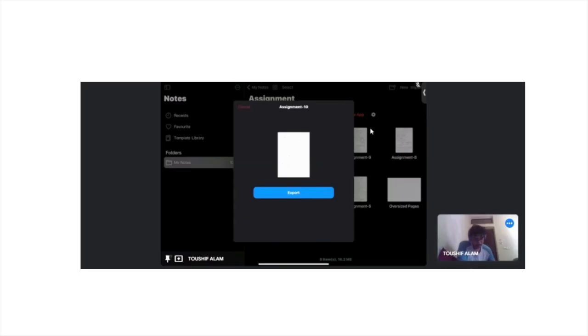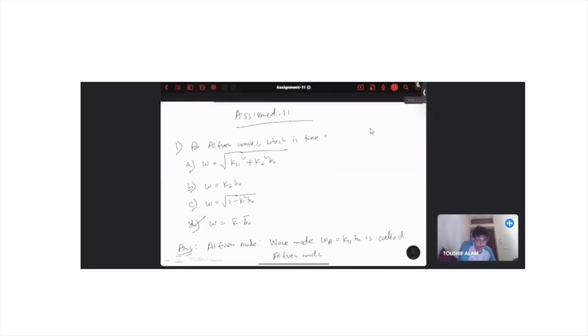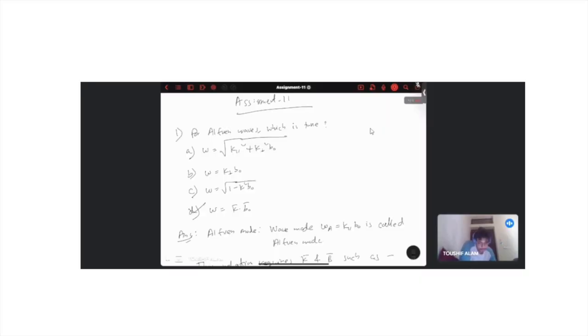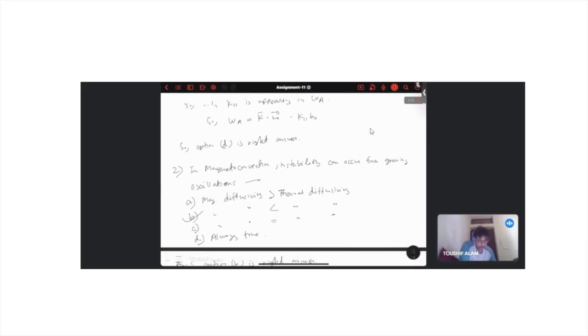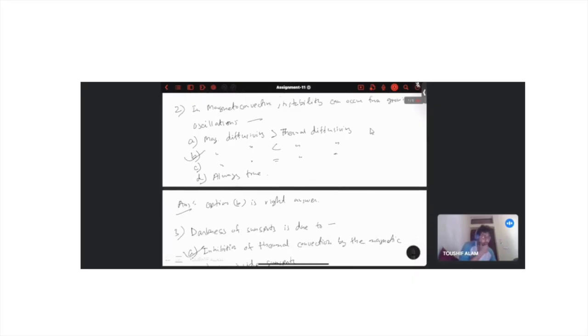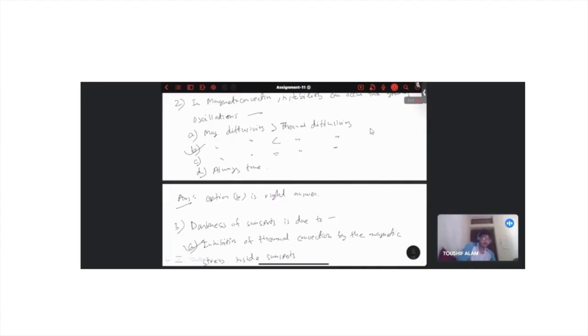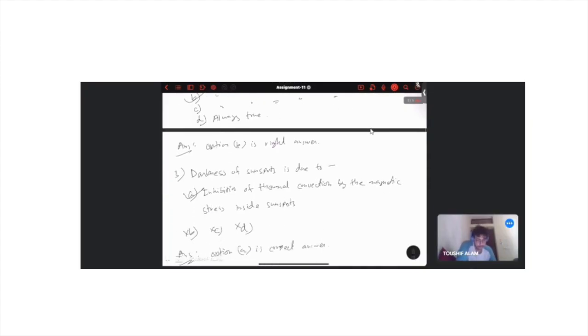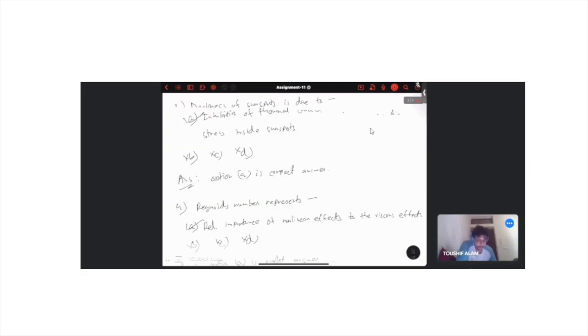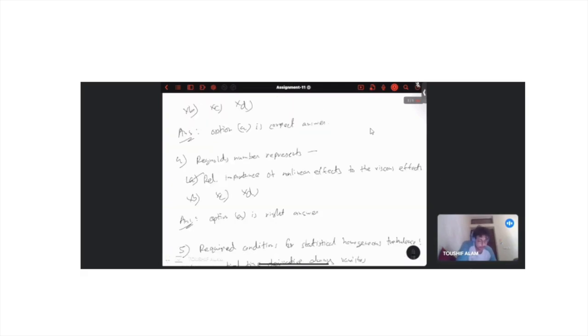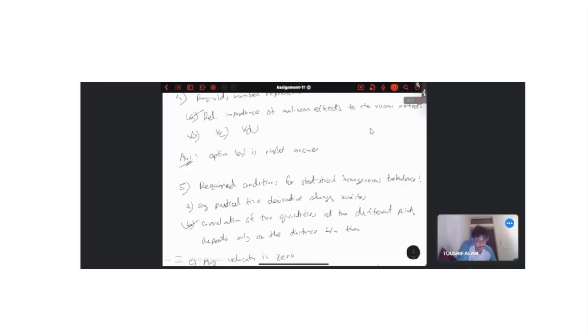Okay. The previous day assignment solutions. And this is today's assignment 11. So for alpha and beta, which is true, option D is true because magnetic convection instability can occur from growing oscillation when magnetic diffusivity is far less than thermal diffusivity. Option 3, darkness of sunspots is due to only inhibition of thermal conduction by the magnetic stress inside sunspots. Reynolds number represents relative importance of nonlinear effects to the viscous effects.